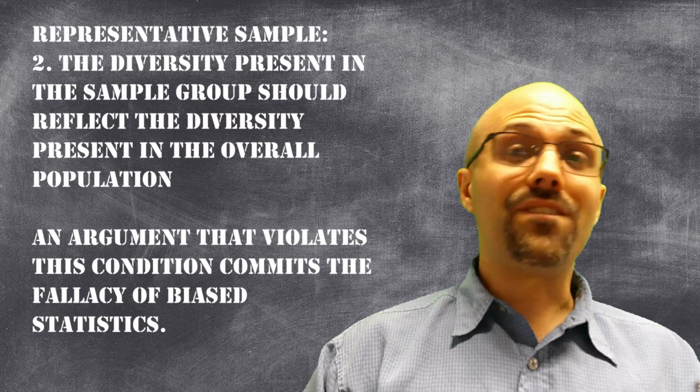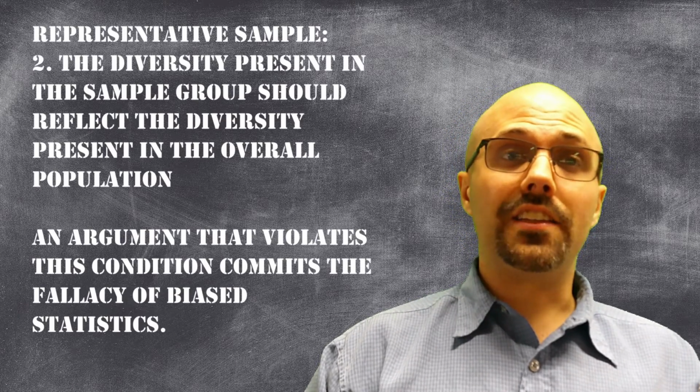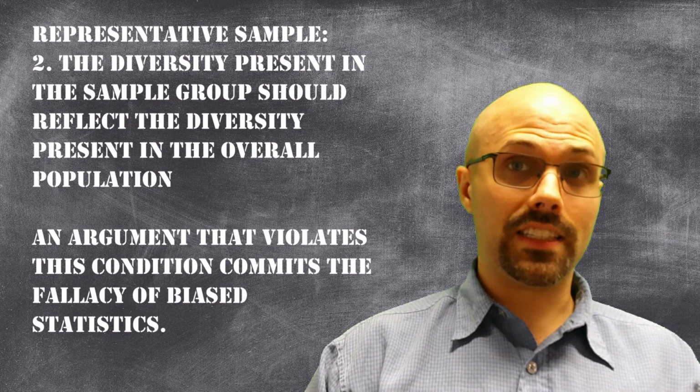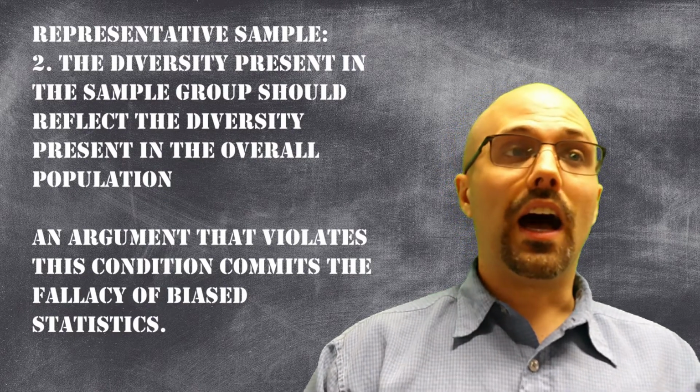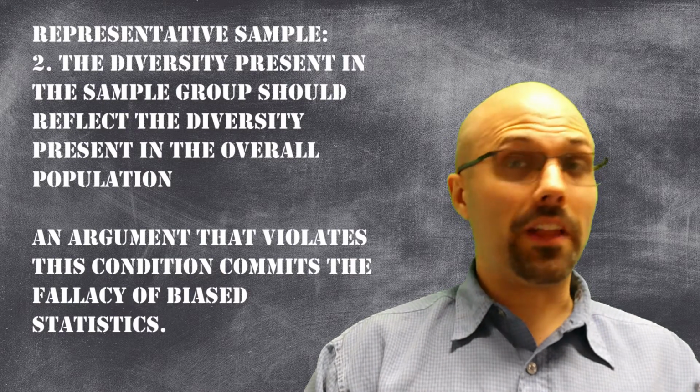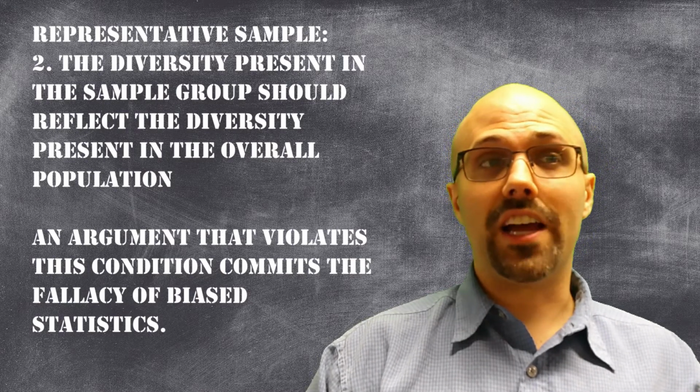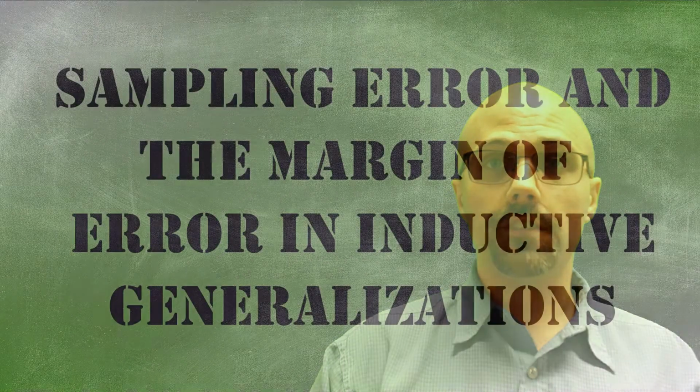If the argument fails this second criteria, we're going to say that the argument commits the fallacy of biased statistics. It didn't calculate its numbers correctly. Again, it didn't formulate its sample group in a way that's likely to give us reliable results about what's true about the overall conclusion.